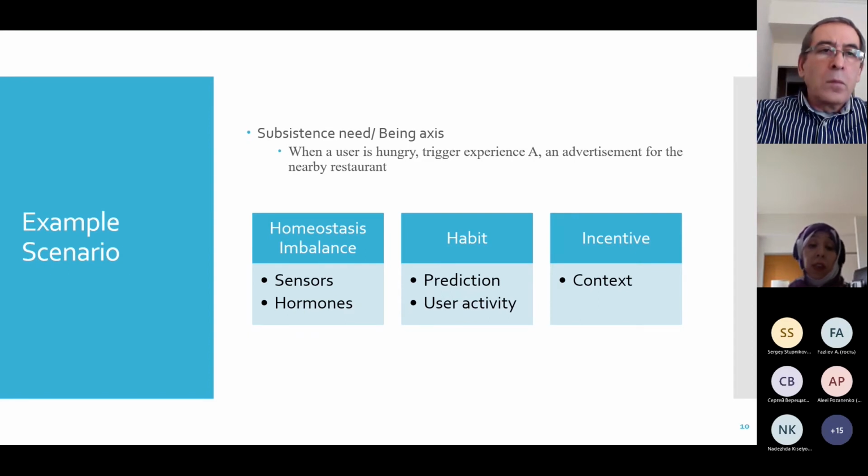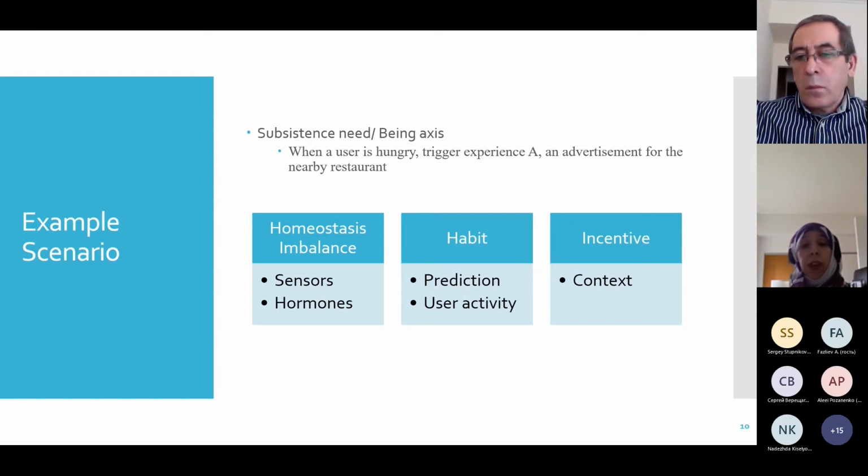The second trigger for human needs is stimulation or habits, which is based on activities that the user usually does. For habits and activities, we can track user activity throughout different days and collect the data for that. And we can use prediction algorithms to detect the rise of a hunger need at a specific time on a specific day.